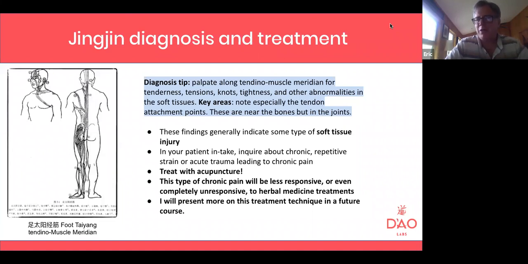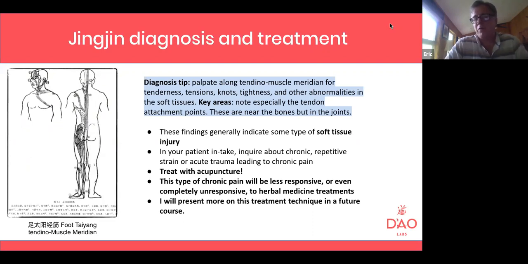What's important here is that you can do palpation. You can palpate along the tendinomuscle meridian, the sinew channel, for tenderness and tension and knots and tightness and other abnormalities in the soft tissue. As you get practice at this, you're going to find quite clearly that the things that don't feel good, that are quite tender to the patient, that feel abnormal, that don't feel like nice, relaxed, soft muscle tissue, are often the areas where these injuries are.